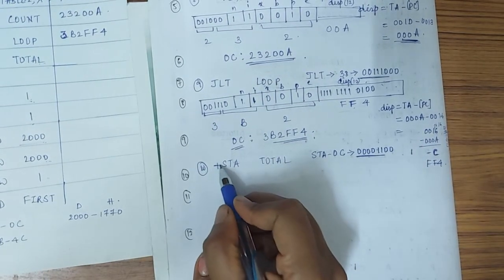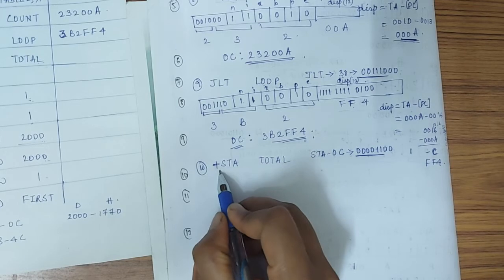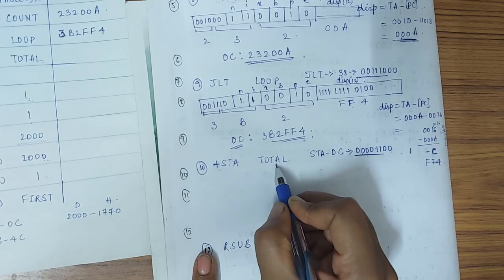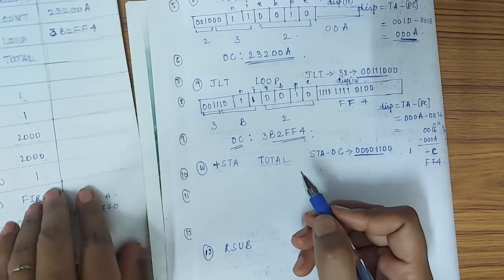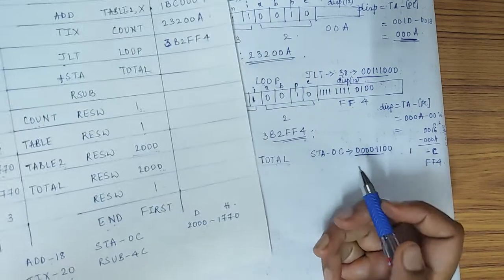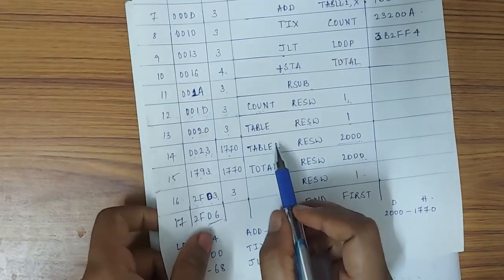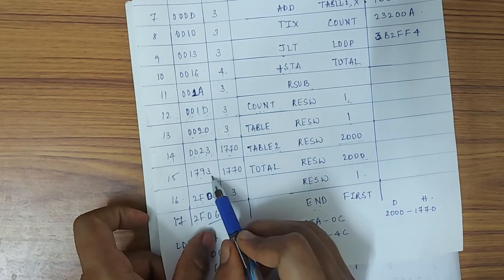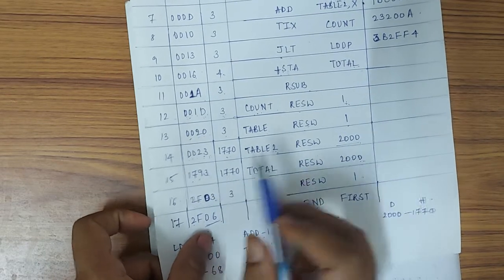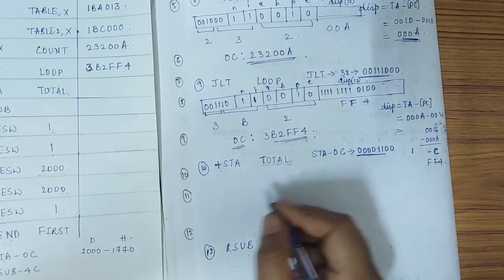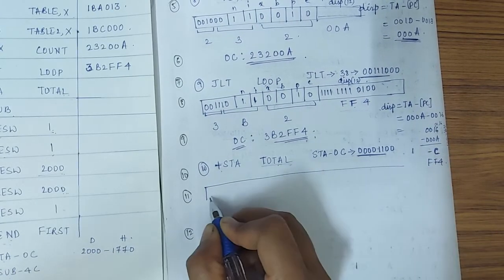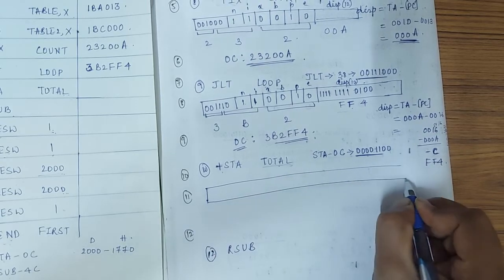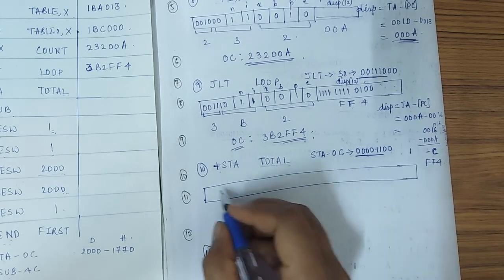Next, it is clearly a format 4 instruction because there is plus present over here. So the address where total is located, that is what is the address field. Where is total located? 1793. Total is located at this location. So that itself will become the address field. There is no calculation of displacement or anything. Target address itself is what we have to mention in our format 4 instruction.